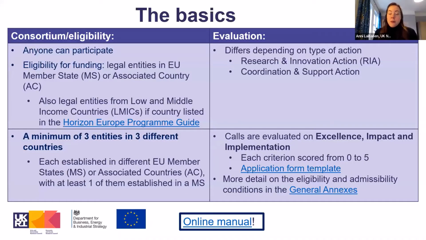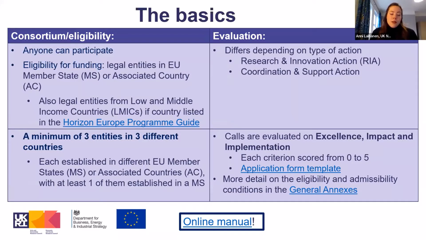And here are the basics in very brief form about applying to Cluster 2. So first of all, anyone can participate in your project from anywhere in the world, unless there are specific restrictions for your topic. Legal entities in EU member states or associated countries are automatically eligible to be funded by the European Commission. And also legal entities from low and middle income countries can be funded if their country is listed in the Horizon Europe program guide, which again is linked on these slides.